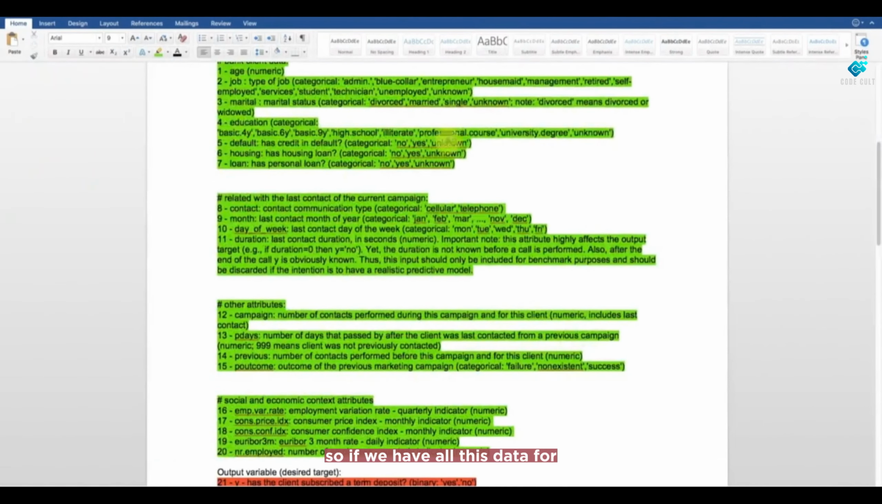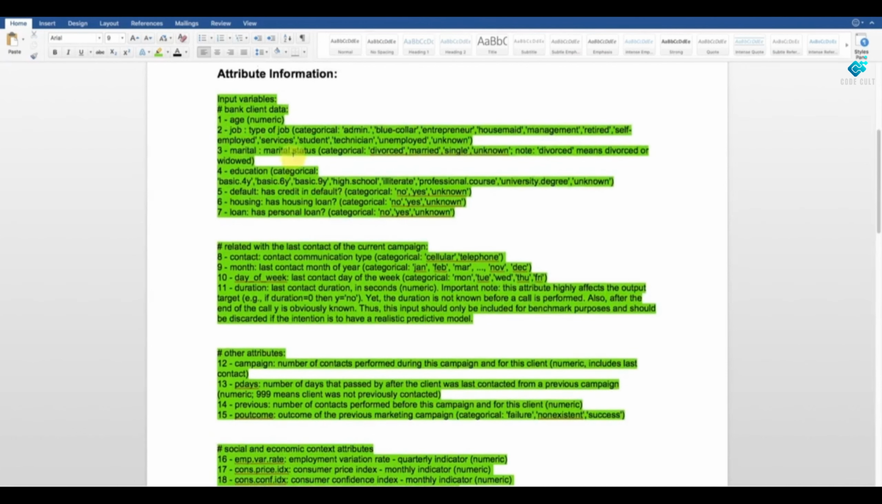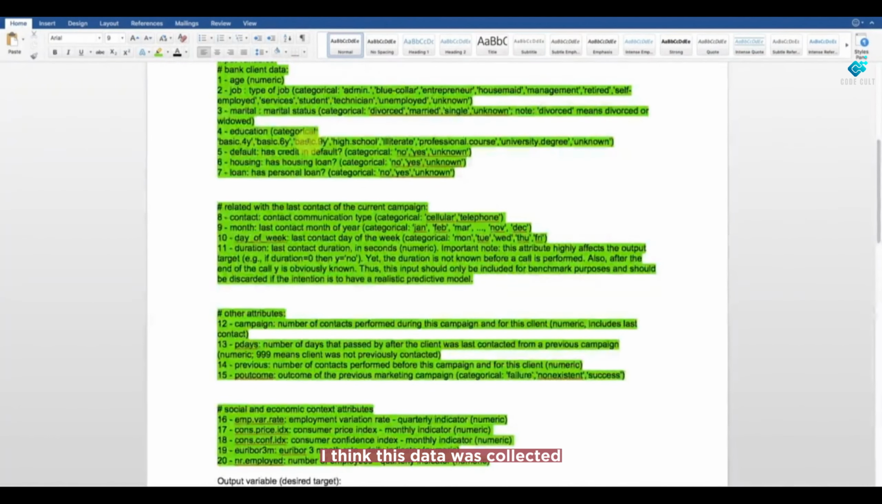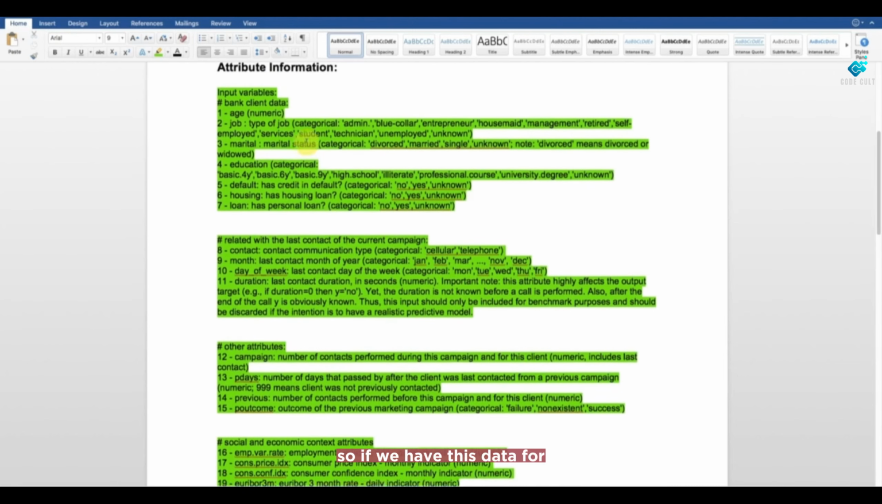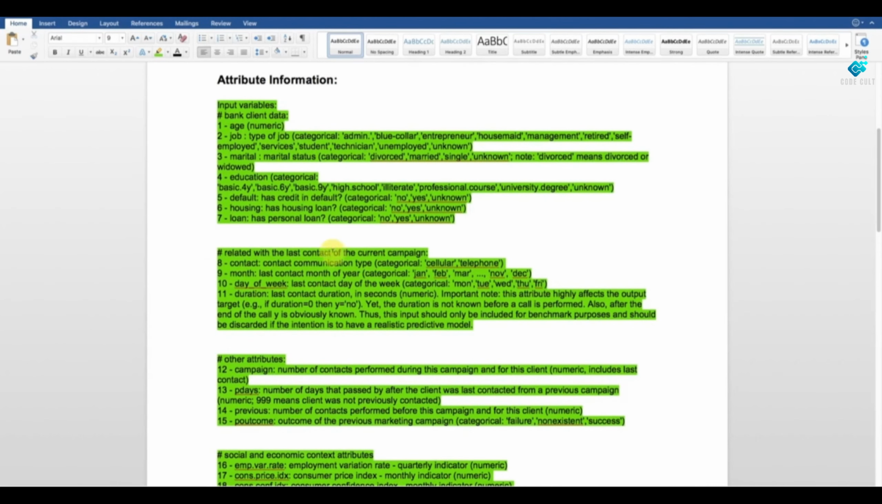So if we have all this data, and I think this data was collected from 2008 to 2012, or 2006 to 2012, for quite a few years, like four years or something like that, if we have this data for a certain period of time, it's actually an asset.